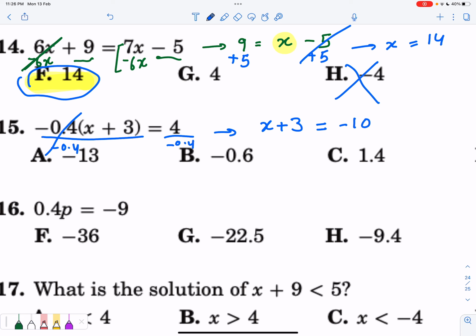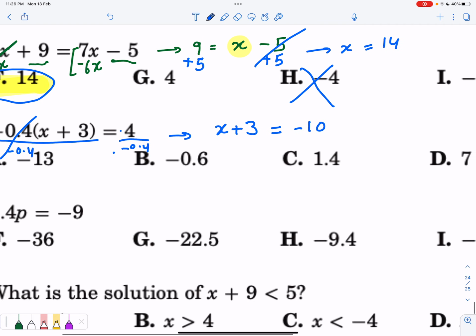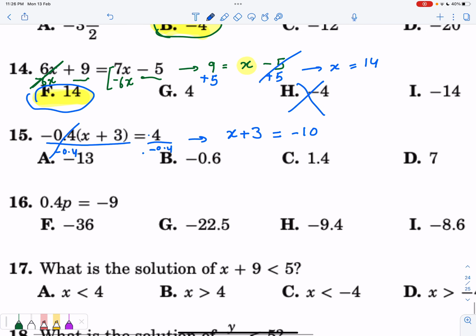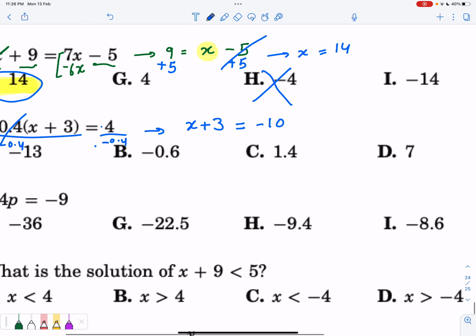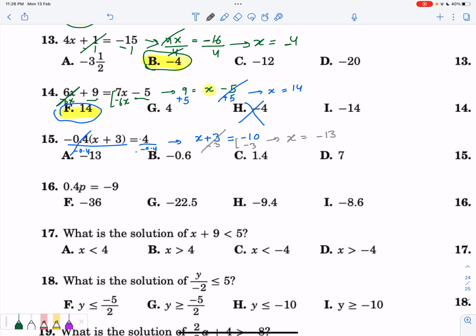Okay, the answer is 10, and it's going to be negative because you have positive divided by negative is equal to negative. Now you have x plus 3, so you need to do the inverse operation. So you will minus 3 from both sides, so you will get x is equal to negative 13, because you have same sign, so same sign add, keep the same sign. So negative 13 is the correct answer. So it's gonna be number A.